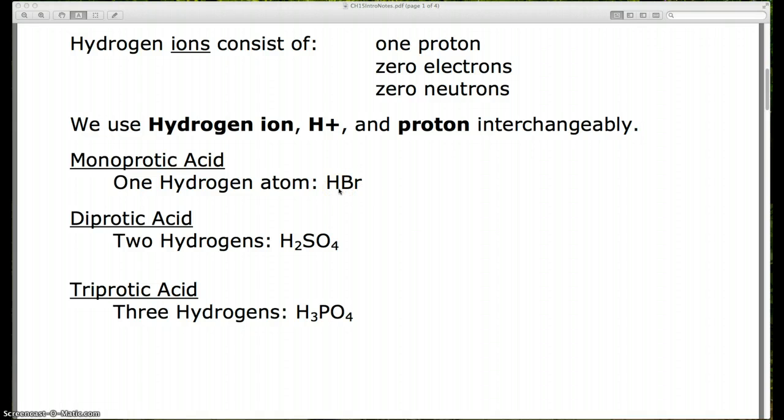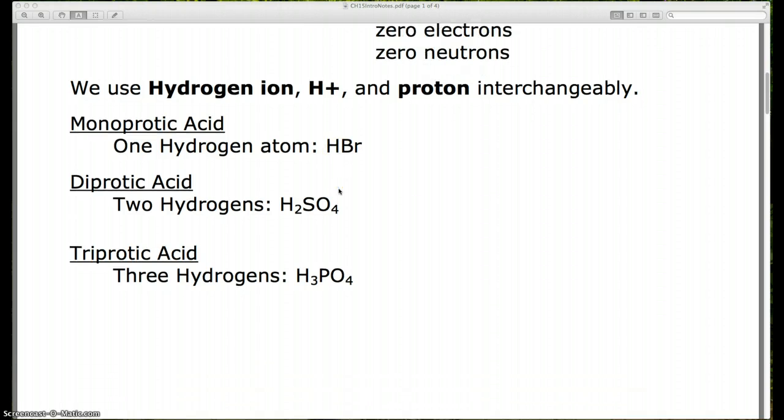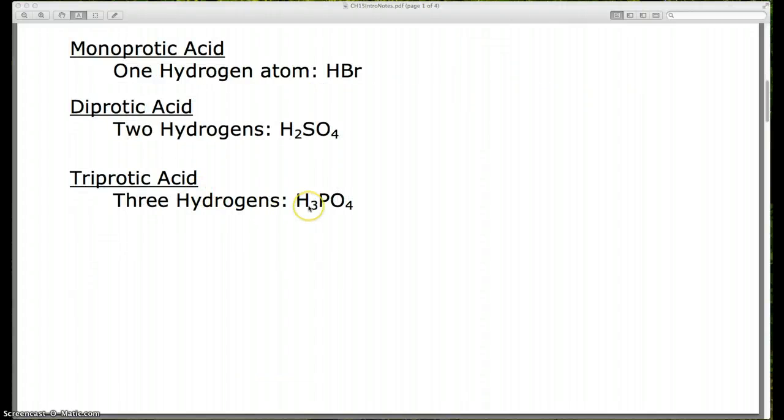Monoprotic means it has one H, diprotic has two H's, triprotic has three H's. Pretty straightforward.